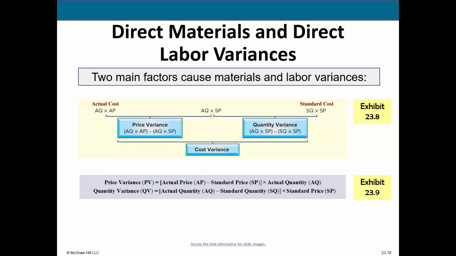So first, let's calculate the price variance. The way that we do that is we take our actual cost, which is the actual quantity times the actual price, and we subtract from it our middle variance, our expected variance, which is the actual quantity times the standard price. So actual quantity times the actual price minus the actual quantity times the standard price gives us the price variance. Okay, so the way I explained it earlier is you want to think about what's in the middle between the two.